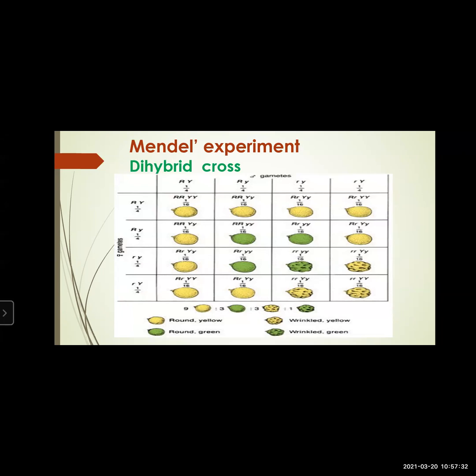So with that information, we have solved the Mendel's dihybrid cross, and what we have found is the phenotypic ratio was 9 is to 3 is to 3 is to 1, right?